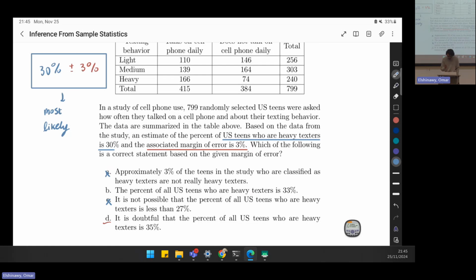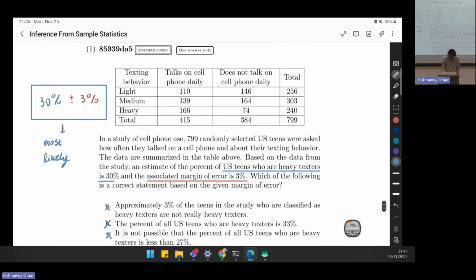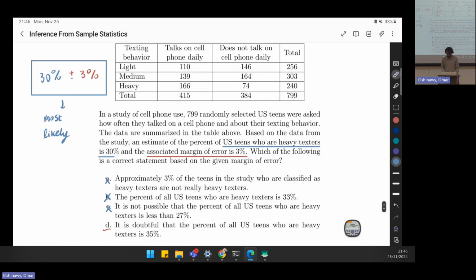Because this is when I say the percent of all US teens who are heavy texters, instead of 3%, I say with probability 1, and that's a lot of confidence. I should be able to back that up with the data, but the data says otherwise. Then this is more assertion for us that this is indeed the answer. So yes, I would agree with you. This is a really good one.